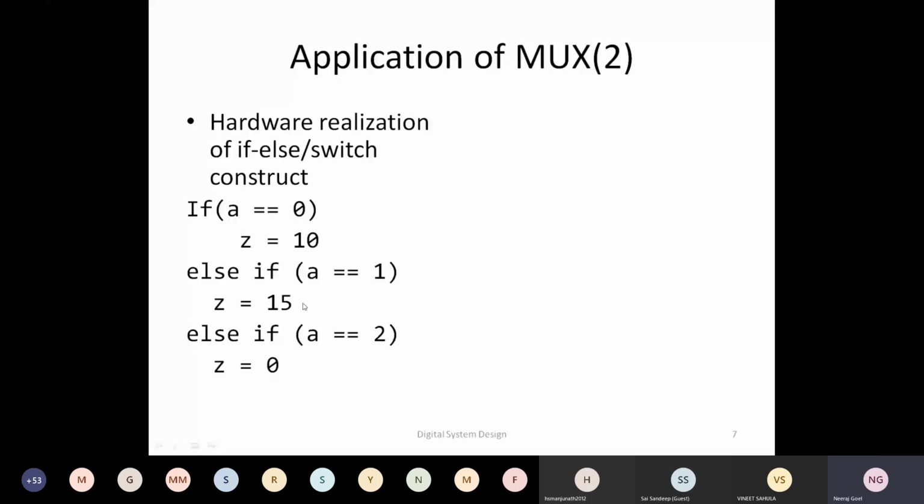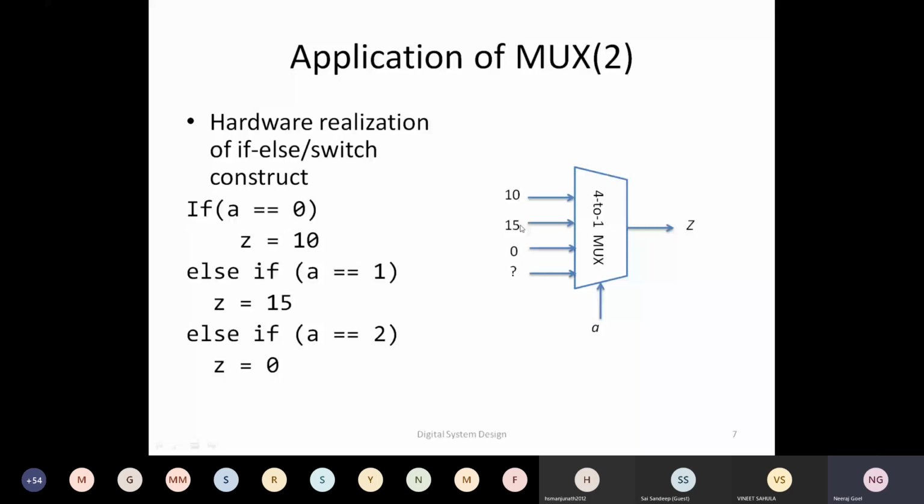So if I need to realize this in hardware, I can choose A, which has value 0, 1, 2, as a control to my multiplexer, and I have to use a 4:1 multiplexer, where A would be a 2-bit control, and my inputs here would be 10, 15, 0. For the fourth one, let's discuss what the value should be.